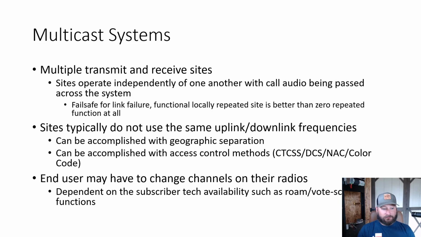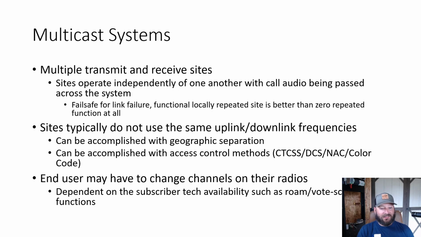So that's kind of considered better, to have at least local repeat capabilities instead of zero repeat capability at all. You typically don't see these sites using the same uplink or downlink frequencies, but you can accomplish that either with geographic separation to where you have no overlapping coverage, or with some access control methods like CTCSS, DCS, NAC, or color code, or RAN differences. You can work it out a little better, but you still have some issues where you might see some interference if you have overlapping coverage.